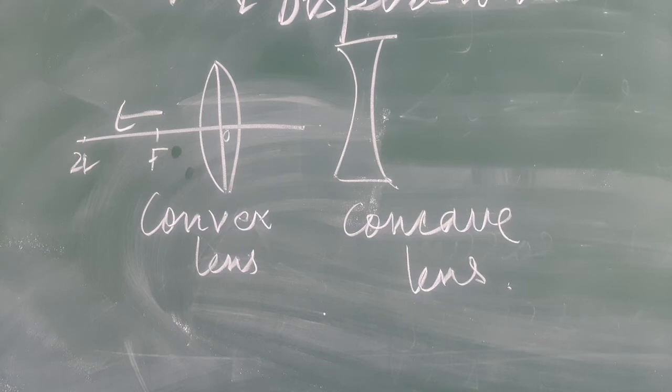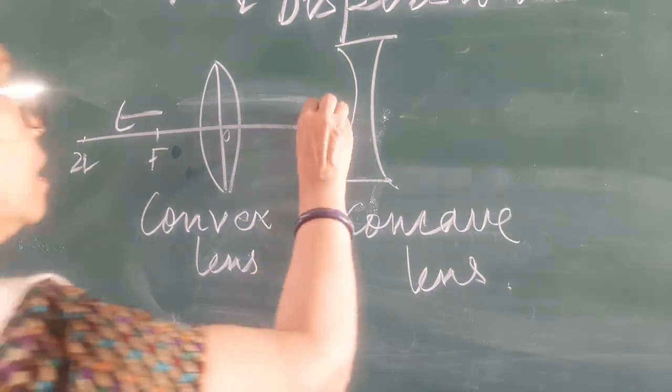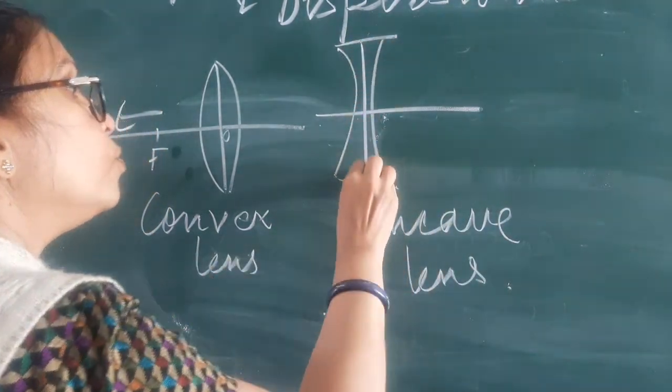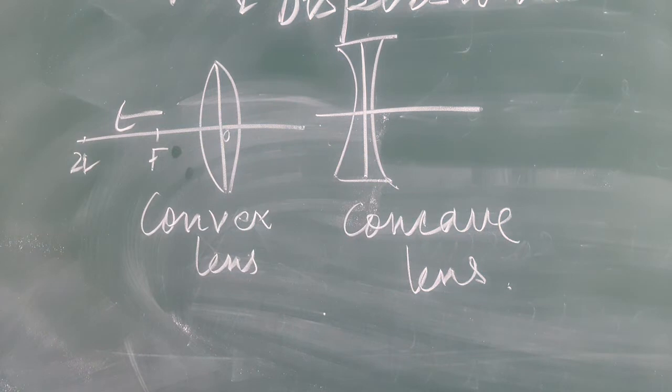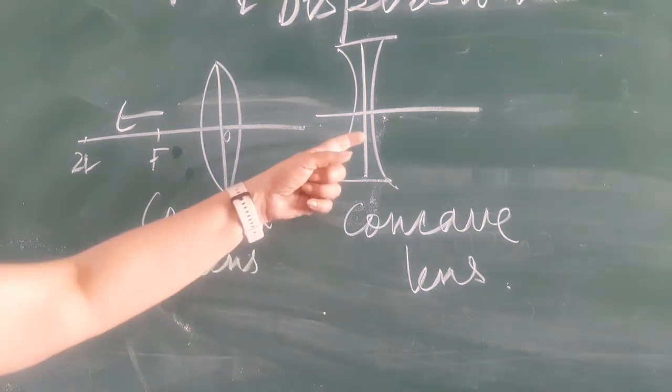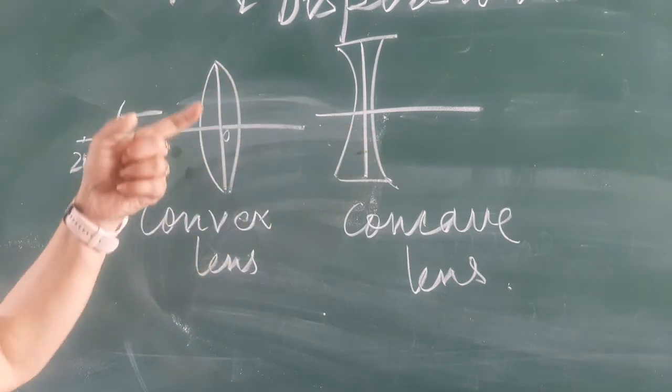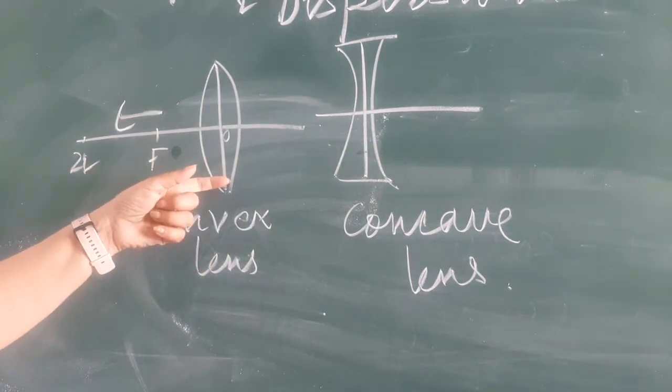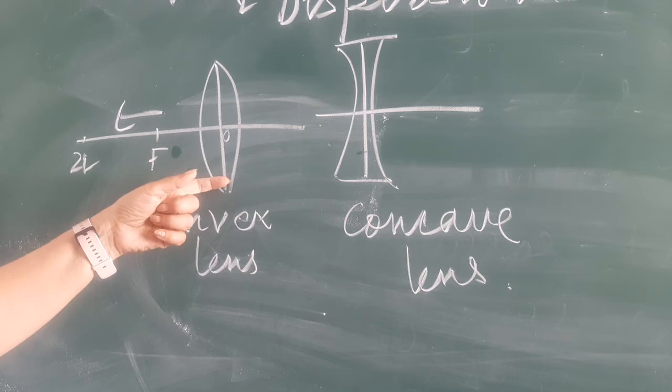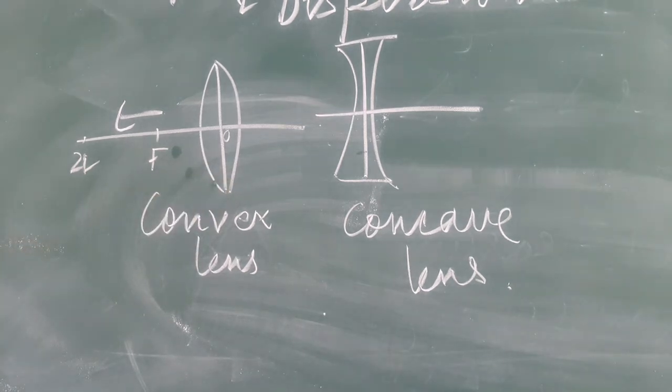Now what happens with the concave lens? It forms a virtual image. In this case, the image is always virtual, erect and diminished. The concave lens is also known as a diverging lens and the convex lens is also known as a converging lens. Clear? This is about the different types of lenses.